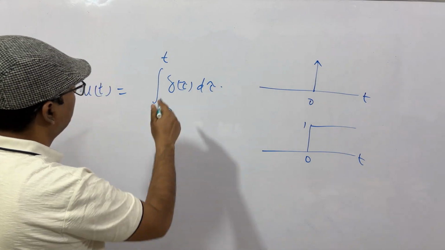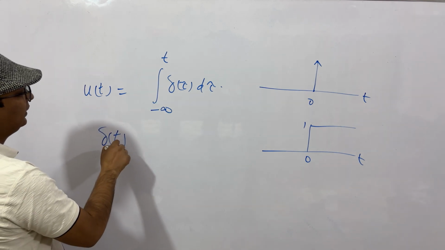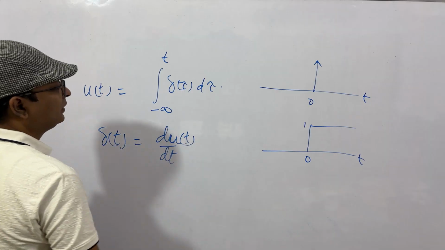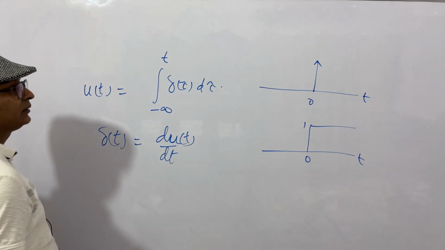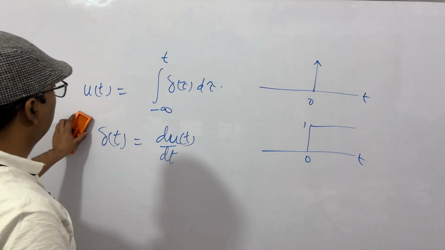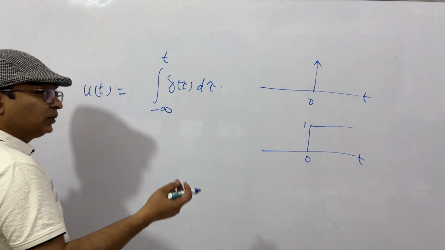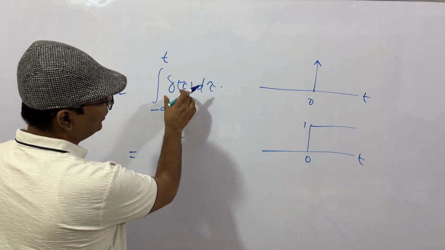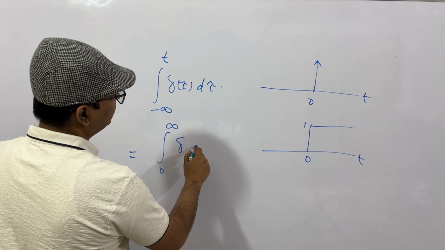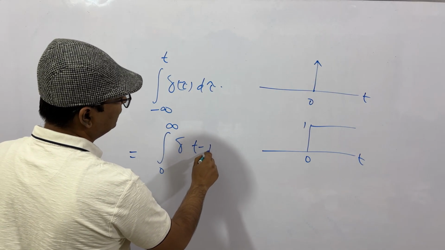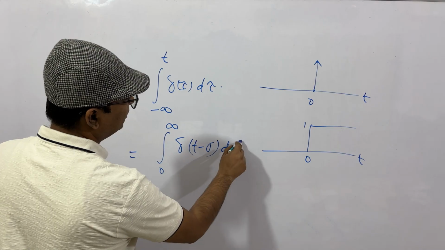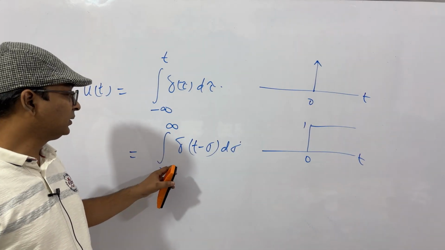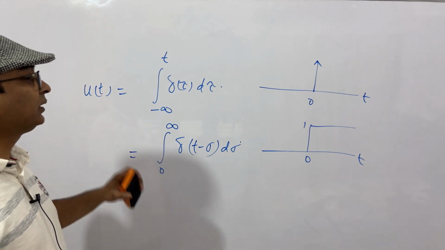And from here, you can say that δ(t) is actually equal to du(t)/dt. That is, the time rate of change of this unit step function is this. Another important expression, as we saw in discrete time, is the integral from 0 to infinity of δ when we have a shifted signal. So let's say the signal is δ(t − σ), so this will be dσ. This is another very important relation that you should keep in mind.